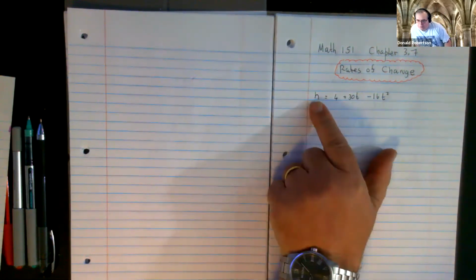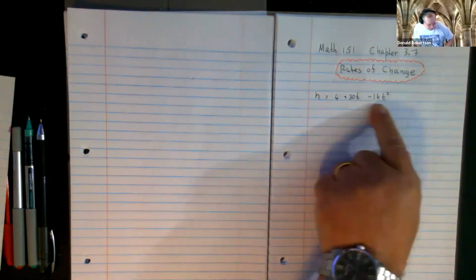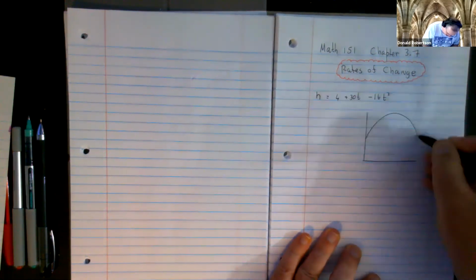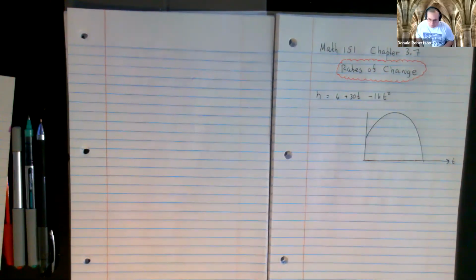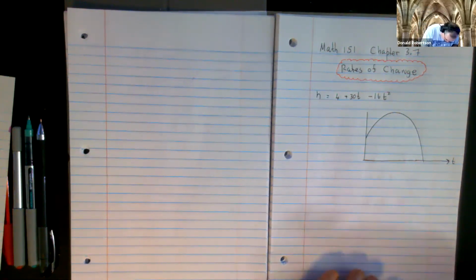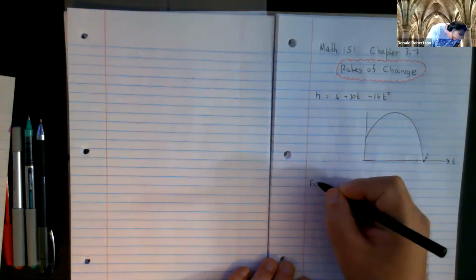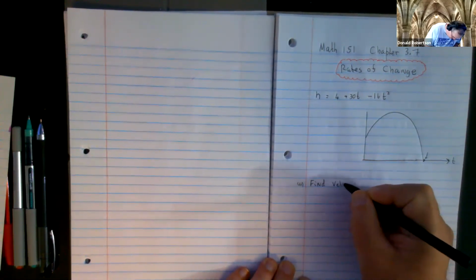Okay, rates of change. The height of an object on a planet, of a rock that's been thrown on a planet, I should say, is given by this formula. If you put this into Desmos, which is a good thing to do if you want to make your life easy, it looks like that. And we're going to be asked questions like, what's the velocity when this rock hits the ground? So we're going to find the velocity when it hits the ground.